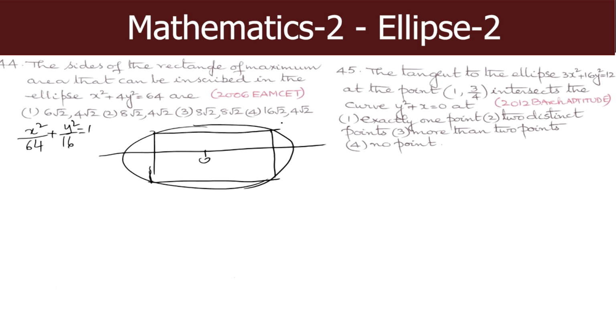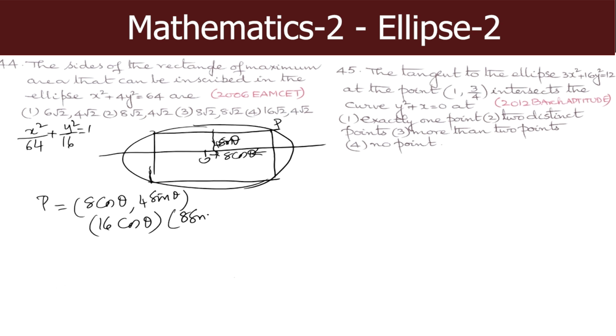Well, P can be taken as (8 cos theta, 4 sin theta). So, this is 8 cos theta, this distance, and this is 4 sin theta. So, what are the sides? The sides of the rectangle are 16 cos theta, which is the length, and 8 sin theta, which is the breadth.